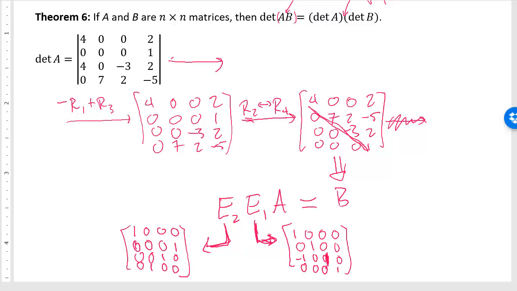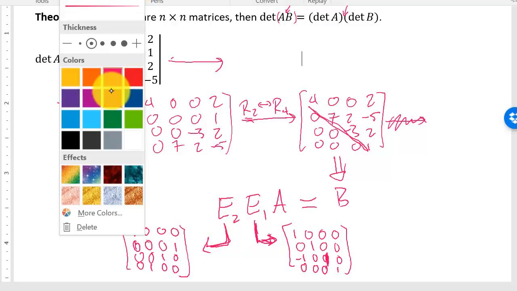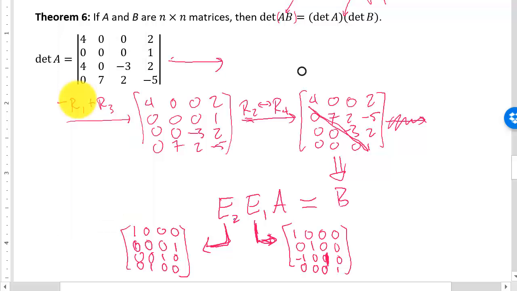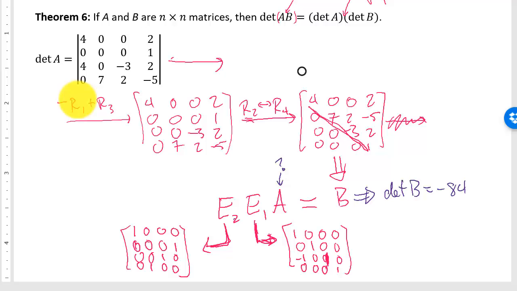So how's that helpful? Well, we can write B now as a product of these three matrices. And we know the determinant of B, because it's an upper triangular matrix, it's going to be the product of the diagonals. So that's -84. And this is what we're looking for, the determinant of A.